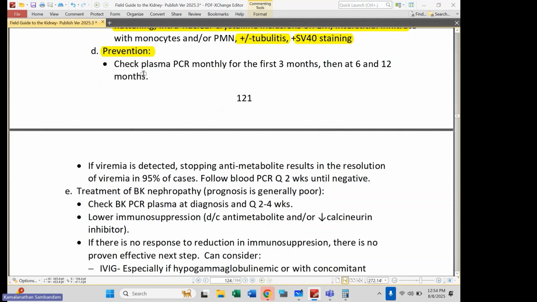Okay, what's the prevention of BK nephropathy? It's based on detecting PCRs. Often we're doing monthly PCRs in the first 3 months, and then some less frequent checks after that. Each center has their own protocol. Okay. When viremia is detected, we generally reduce immunosuppression in some way. Traditionally, centers will often use the antimetabolite as their first modification, right? They'll either drop the antimetabolite, drop the dose of the antimetabolite, or even stop the antimetabolite.